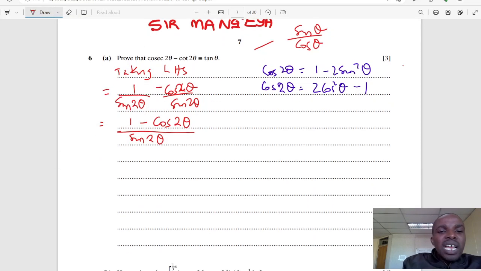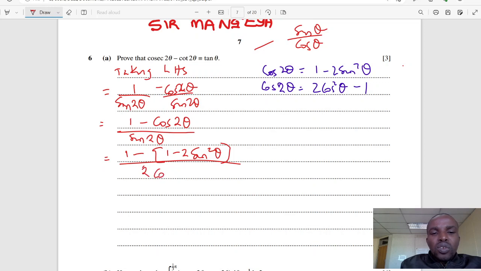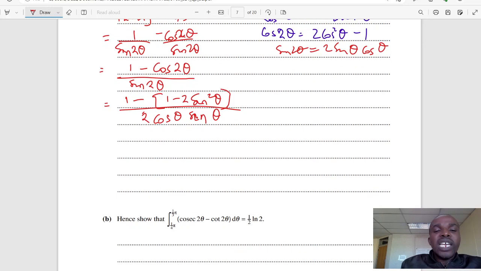So for cos 2 theta, I can say 1 minus cos 2 theta. Since my numerator must be sine, I use the one with sine: 1 minus 2 sine squared theta over, for my denominator, which must be cos, 2 cos. Actually, this one is sine 2 theta. Sine 2 theta is 2 sine theta cos theta, which is in the formula booklet. So it's 2 cos theta sine theta or 2 sine theta cos theta. That's an identity for sine 2 theta.